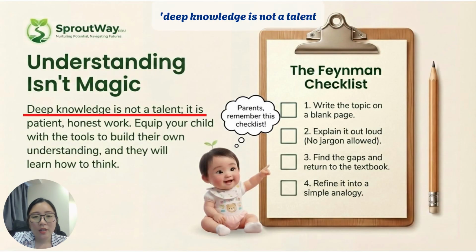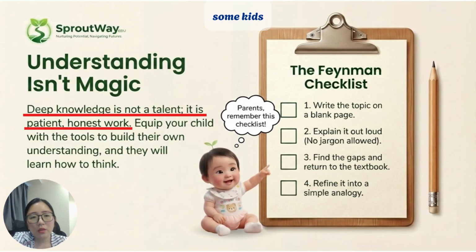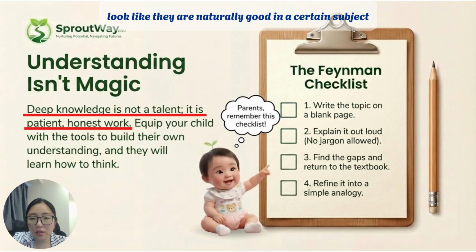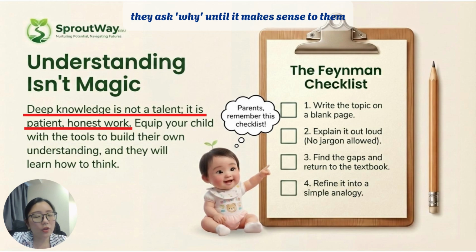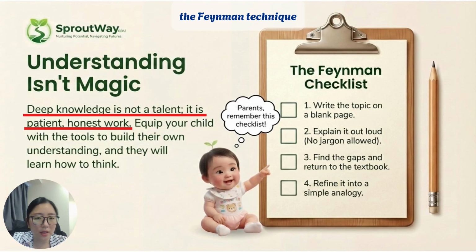I love this line. Deep knowledge is not a talent. It is patient, honest work. Some kids look like they are naturally good in a certain subject, such as science, but it's not magic. They aren't born with a science brain. They have to just learn it, often by accident, how to build their own understanding. They ask why until it makes sense to them. And this is a tool that will serve them forever, the Feynman Technique. Not just in PSLE, but in life, in their careers, in their relationships, in how they solve problems in the future. So teaching your child how to think is the greatest gift that you can give them.